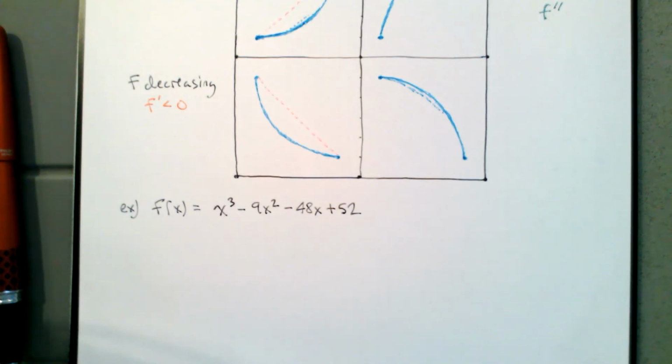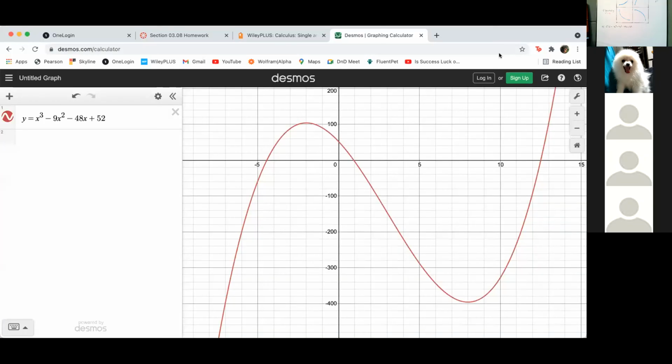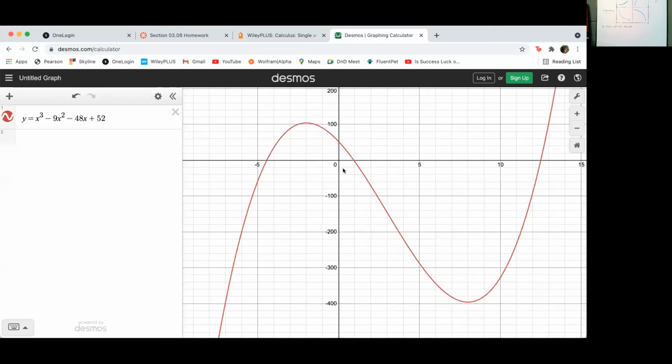Let's take a look at the graph of this function. So we'll grab our favorite graphing calculator, Desmos, and we see what the function looks like. It's a cubic function with a positive leading coefficient, so we expected this up, down, up again pattern.